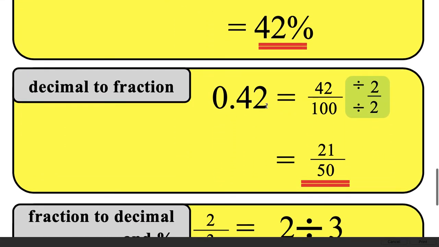Okay, decimal to a fraction. So again, you can just say 0.42, well, that's 42 hundredths, but then we try and see if there's a common factor of 42 and 100, and there is. They both divide by 2, so you can reduce that to 21 50ths by dividing not by 2, but by 2/2.